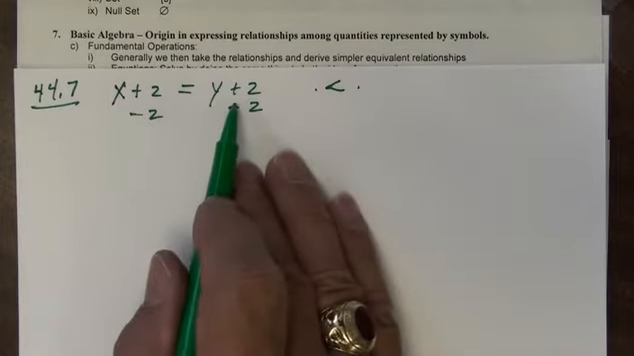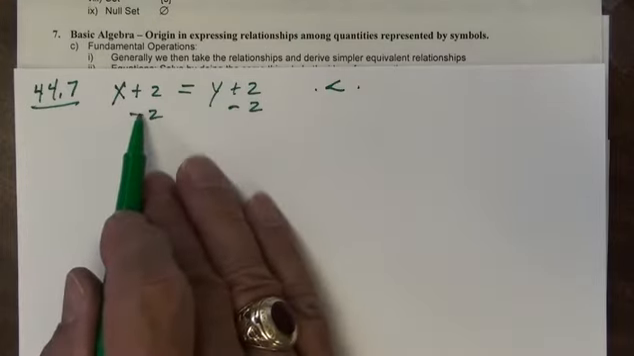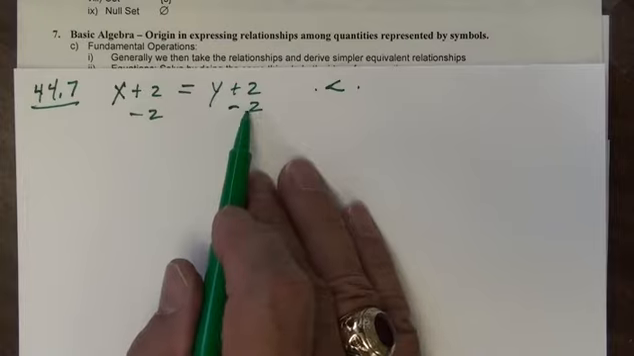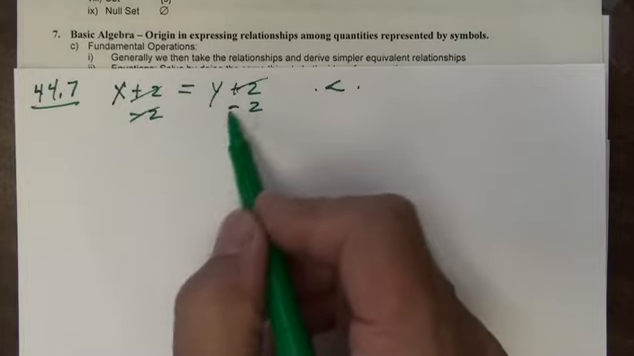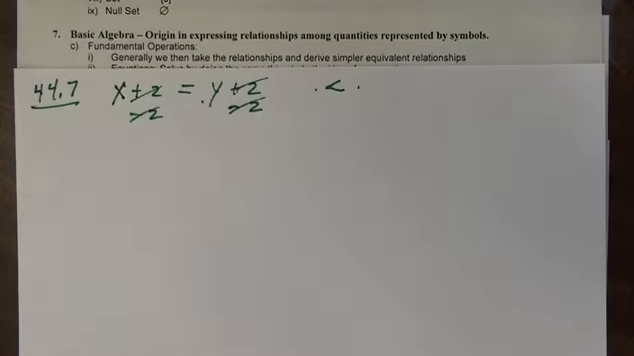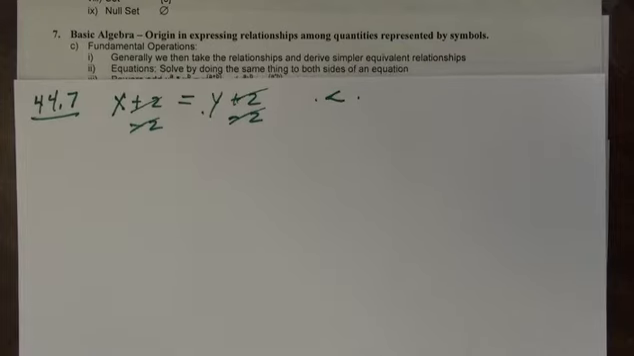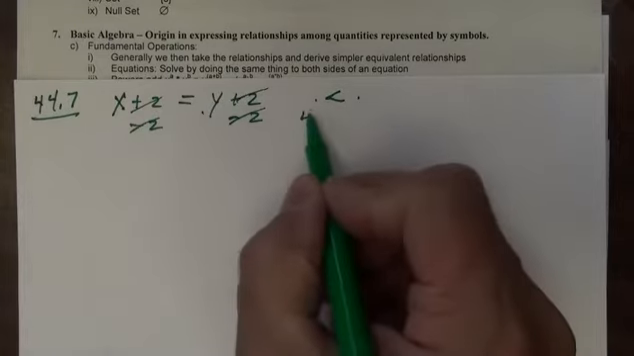But with equality, if two things are identical, we can do something to one of them and do it to its identical partner, and we still have an equality left. And if we do that here, you can see the 2's are gone, and we get the result that x is equal to y. That type of manipulation is the foundation of algebra. Equations are solved by doing the same thing to both sides of the equation.